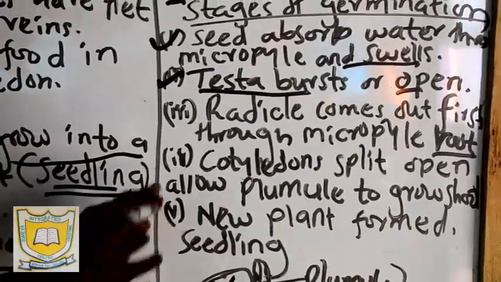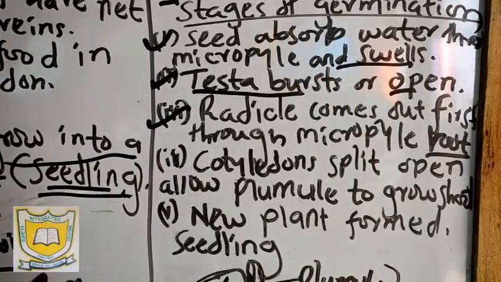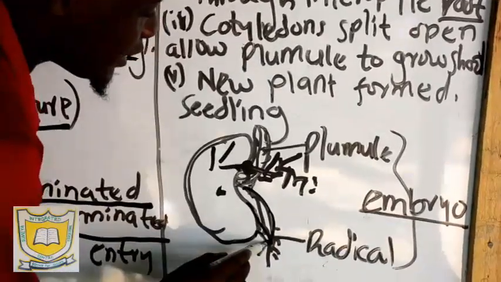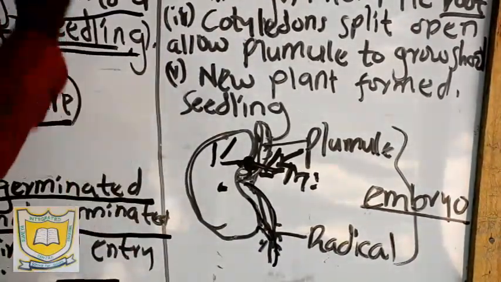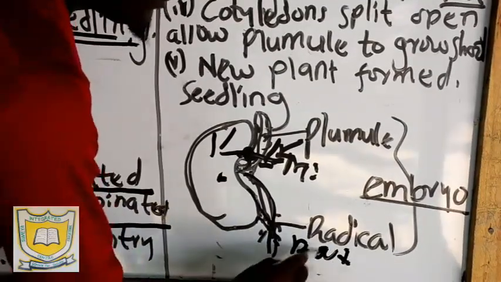Number 3, after the testa bursting or opening, the radicle now comes out. The radicle is the first part that crosses out. The radicle, we said, grows to produce the roots. So these are the roots, which are the radicle.